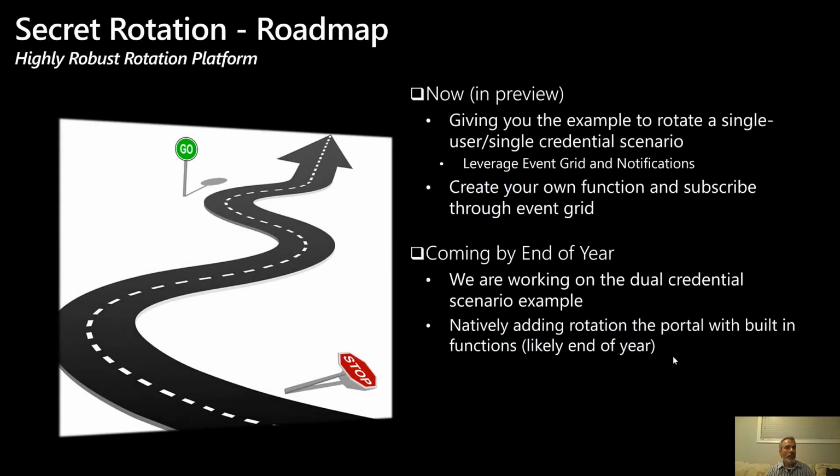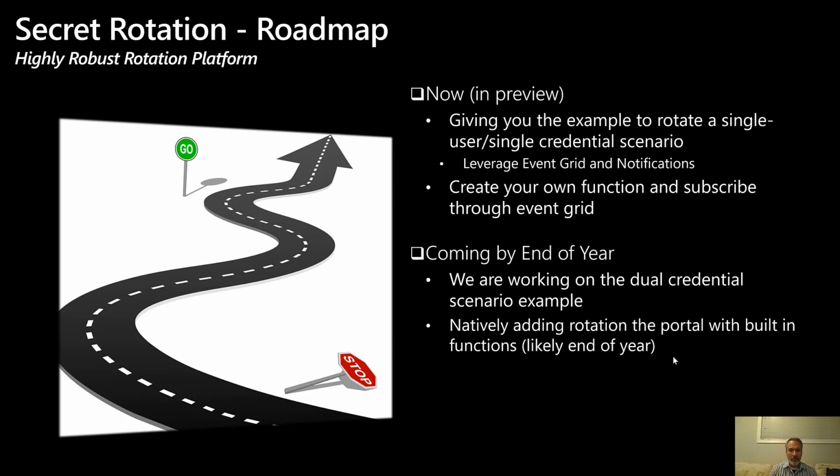So let me give you a little bit about what our roadmap is with secrets rotation. So right now we have this in preview. We will show you an example here in a moment, and Jack's going to take over for me and give you an example of how to rotate a single user, single credential scenario, and that's going to use Event Grid and notifications. And then we'll actually create your own function and subscribe through Event Grid.